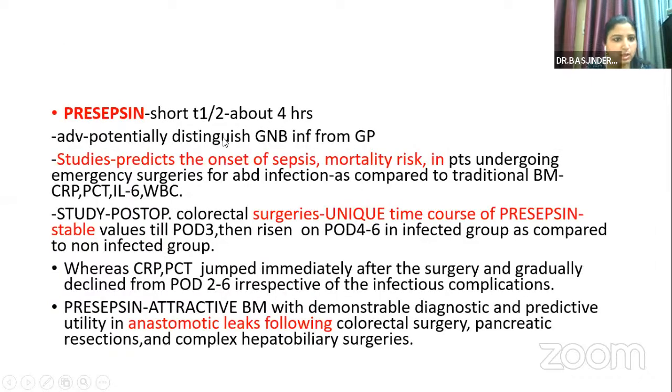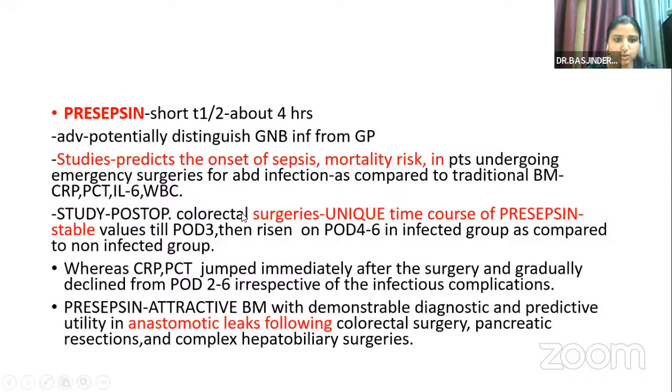Presepsin, we have learned, has a short half-life of about 4 hours and is the earliest marker to rise. It potentially distinguishes gram-negative from gram-positive, and studies have shown that it predicts the onset of sepsis and the mortality risk in patients undergoing emergency surgeries for abdominal infections as compared to the other biomarkers.